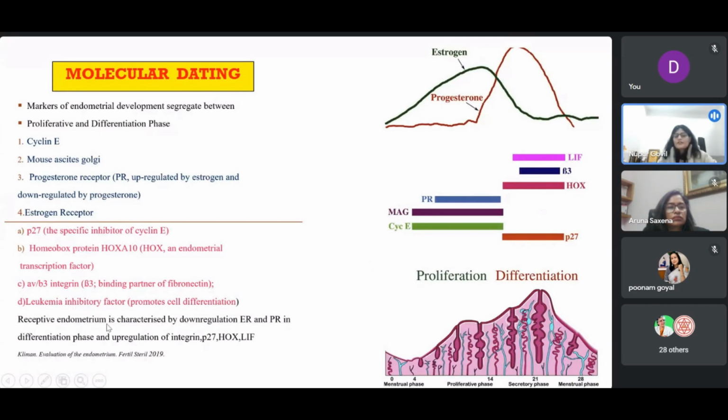So a receptive endometrium is characterized by downregulation of estrogen and progesterone receptors. If we see the proliferative phase, there are certain receptors called estrogen receptors and progesterone receptors. When we move into the differentiation phase, these ER and PR receptors should get downregulated. Their expression should stop. Otherwise, the endometrium will remain resistant to estrogen and progesterone hormones, which are released once the corpus luteum is formed.